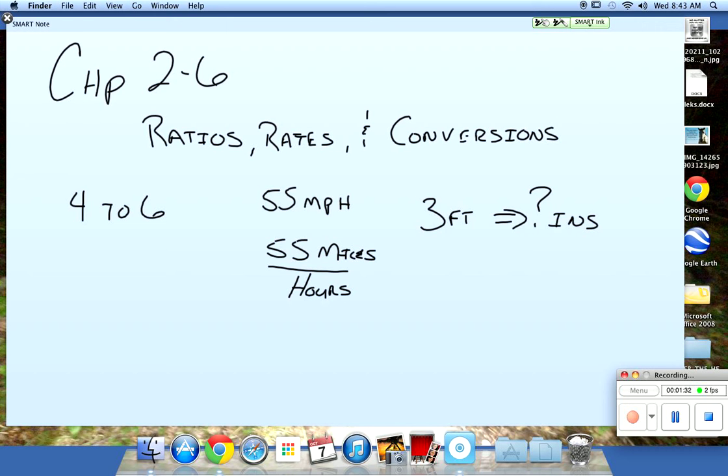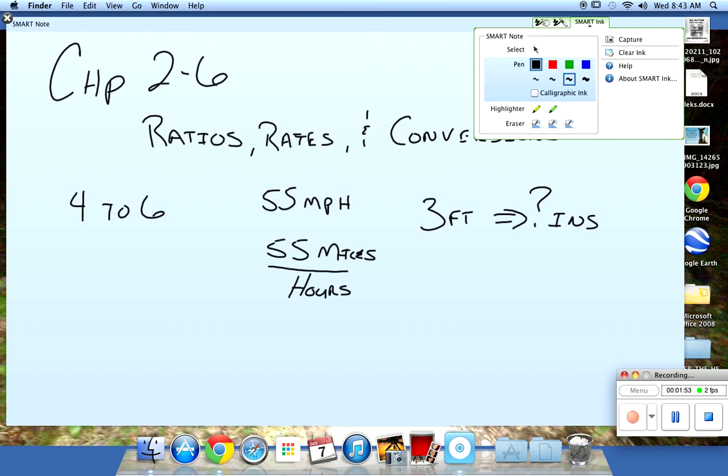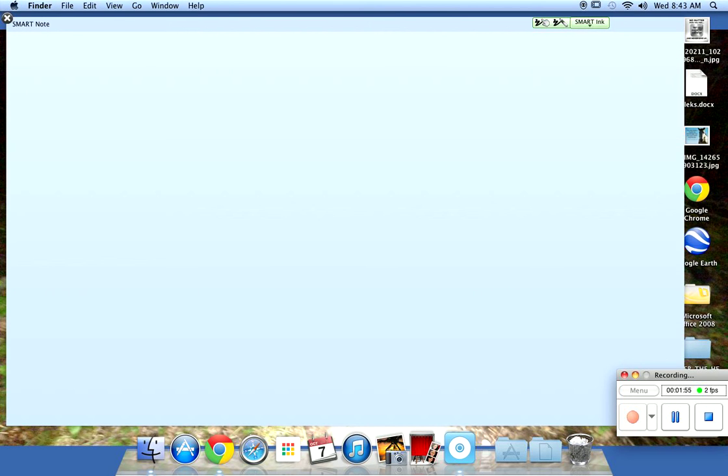So you know what ratios, rates, and conversions would be. We're going to be working on them in this section. So let's go ahead and get started, so you can understand what we're going to do. First one I'm going to work on is going to be a ratio. Let's go ahead and we'll clear this whole thing.